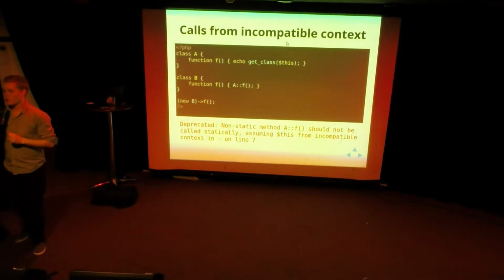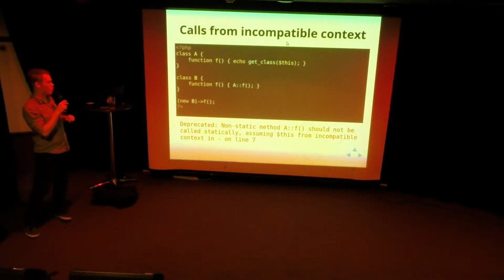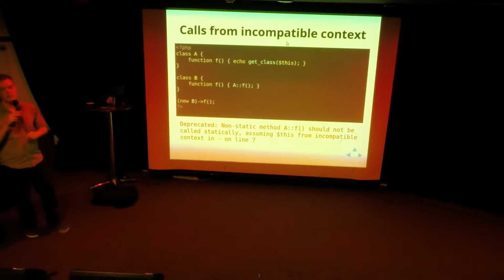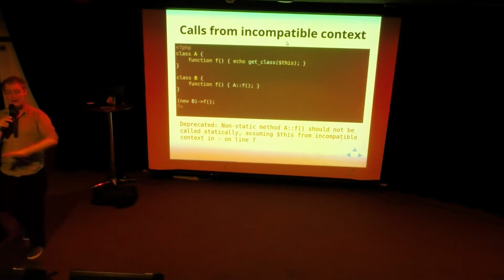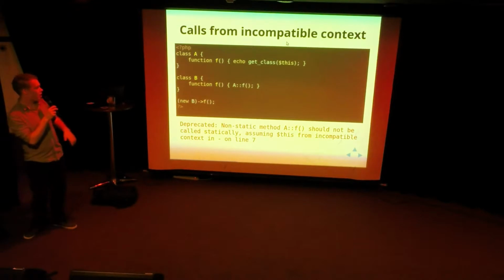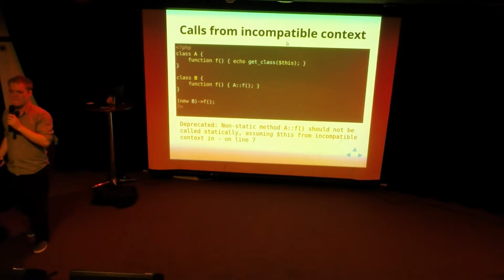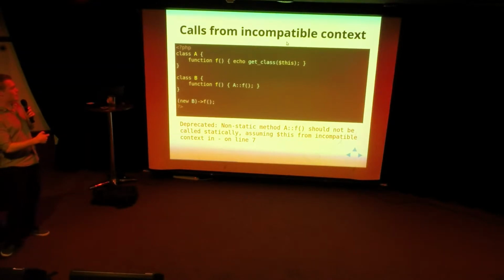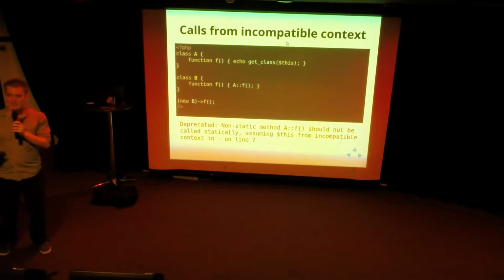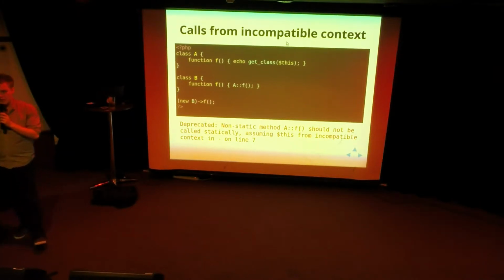Okay, calls from an incompatible context. This is now going to throw, where are we? It's an E_DEPRECATED. It's going to be actually completely removed in a future version. I'm going to work my way backwards through the code here. We're creating a new B object and calling f. Pretty simple. Inside our class B, we've got our function f, and it calls statically A's function f.